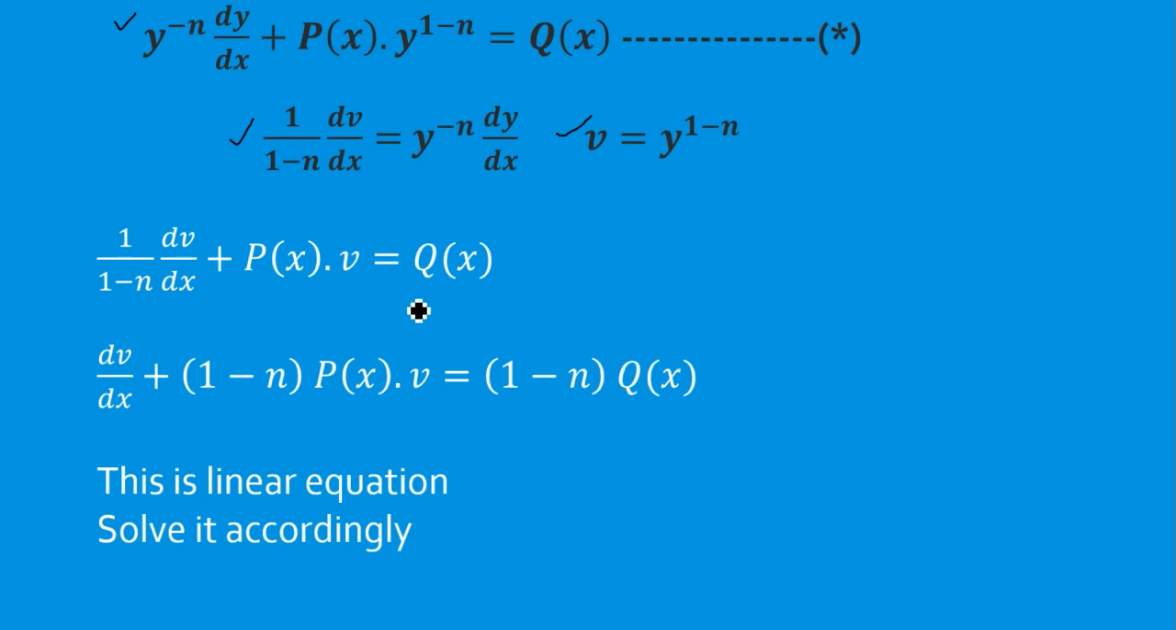Now if we look at the derivation, for dv by dx we normally use the form wherein there is no coefficient with dv by dx. So we just multiply the whole equation by 1 minus n, or you can say that we take 1 minus n as LCM so that dv by dx is not left with a coefficient. So now this is the standard form of a linear equation, and now we will solve it accordingly, like how we used to solve the linear equation.